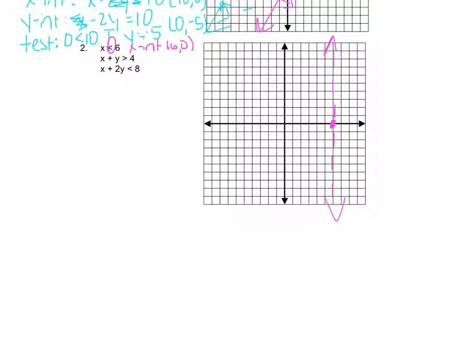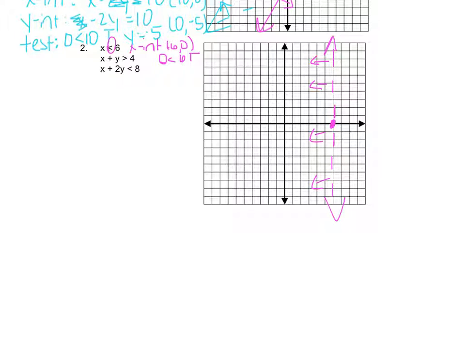And then if we plug in our test point of 0, 0, which we don't have a y, but we can still plug in for x, 0 is less than 6, which is true. So I would need to shade towards 0, 0, which would be to the left. And again, I like to just draw the arrows and then only shade the solution at the end.